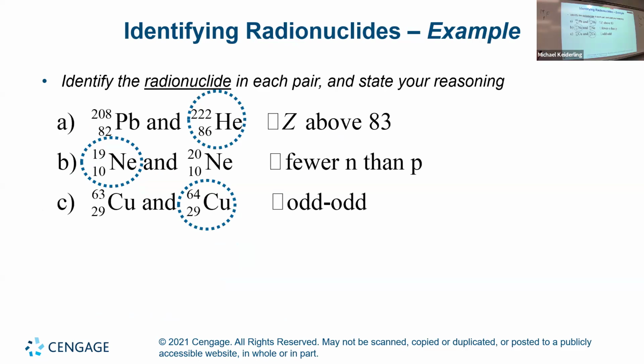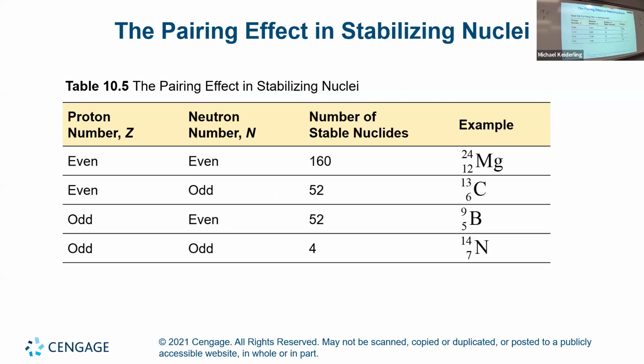So here, that's a typo, because that's not helium-86. This is one with fewer neutrons than protons. This is an odd. Even-even has 160 stable nuclei. Even-odd has 52. Odd-even has 52. And odd-odd only has 4. So the pairing effect is very strong in stabilizing nuclei.